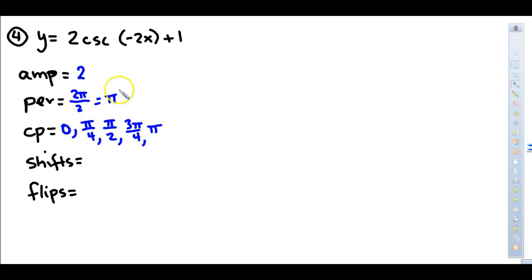Okay, as far as shifts are concerned, I don't have any horizontal shifts because there's nothing being added or subtracted on the inside of parentheses. But I do have something being added on the outside, so that gives me a shift upward of 1. And then flips, well, A is positive and B is negative. So remember, cosine follows the rules of sine when it comes to flips. So that means that we are definitely going to have a flip here.